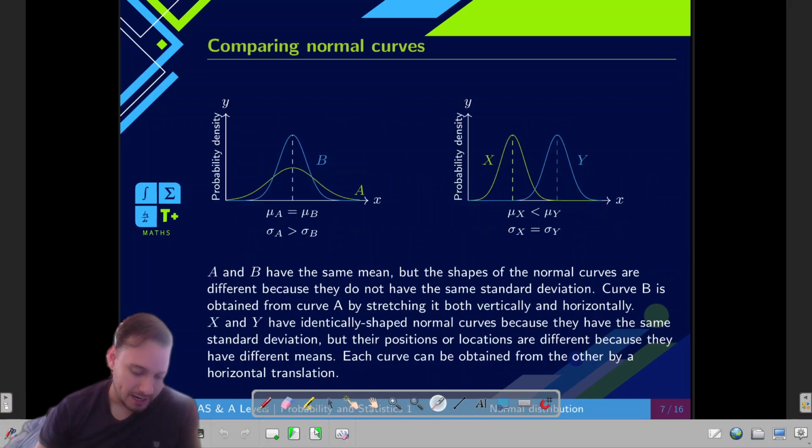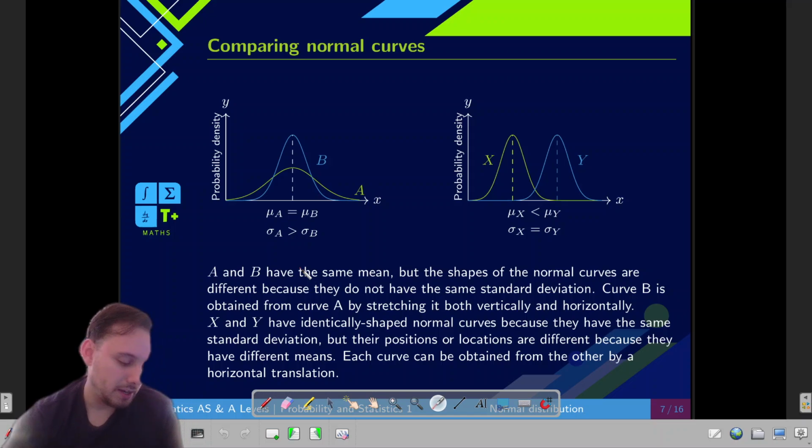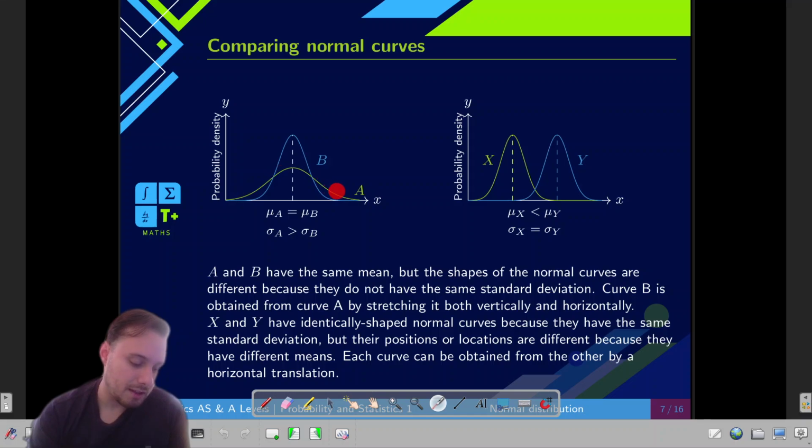Here we have two graphs of two different scenarios comparing normal curves. If you look here at curve A and curve B, you can see that the peak is located at the same value for x. What does this mean? This means that the mean of A and the mean of B are the same, because of the symmetry and the peak is at the same value for x.